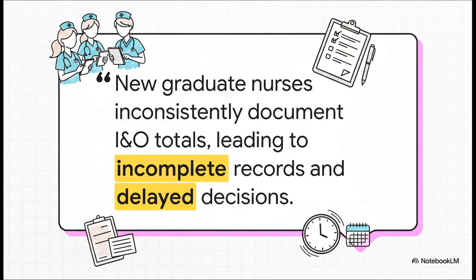Now this is what a really solid gap statement looks like. It's so specific. It tells us who we're talking about, new grads. It tells us the exact performance problem. They're not documenting I&Os correctly. And crucially, it tells us why it matters. It's causing delayed clinical decisions. When you have this level of clarity, you can finally start designing a solution that'll actually work.